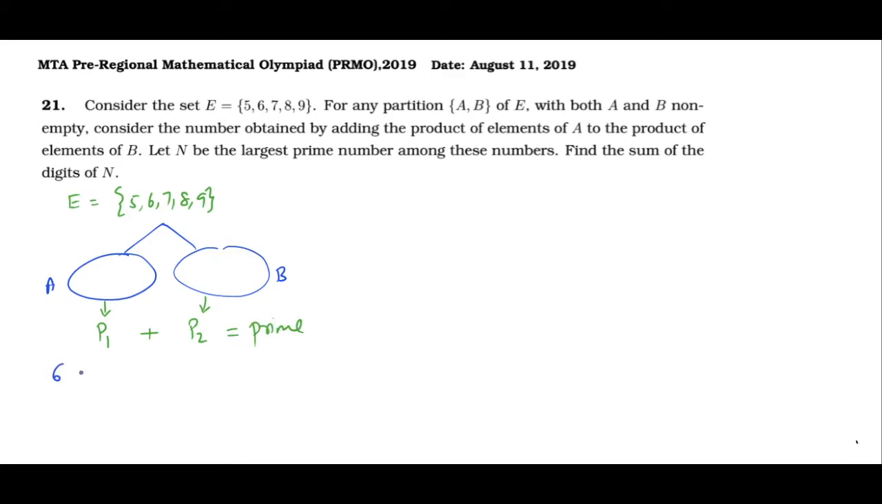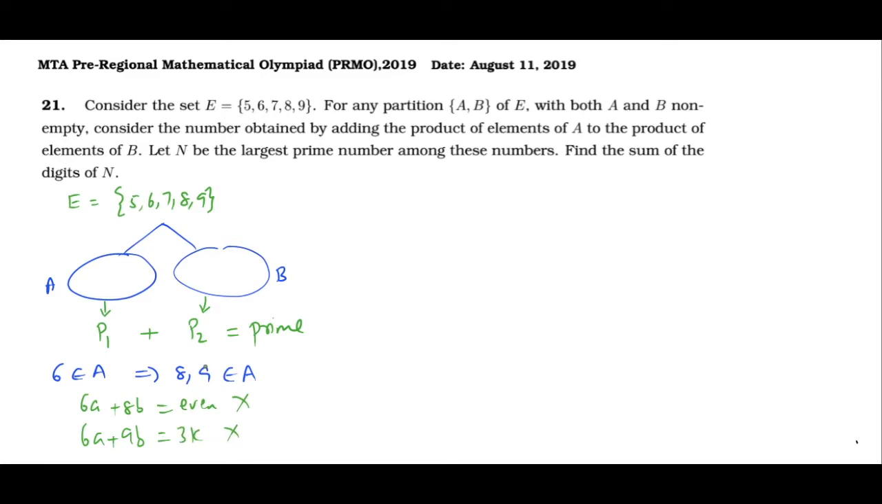Now let us say 6 belongs to A. Then 8 and 9 also should belong to A. If 6 and 8 are present in different subsets, then the first product will be a multiple of 6 and the second product will be a multiple of 8, and this is an even number which is not a prime. If 6 and 9 are in different subsets, then one product will be a multiple of 6, another product will be a multiple of 9. This is a 3 multiple which is again not a prime.